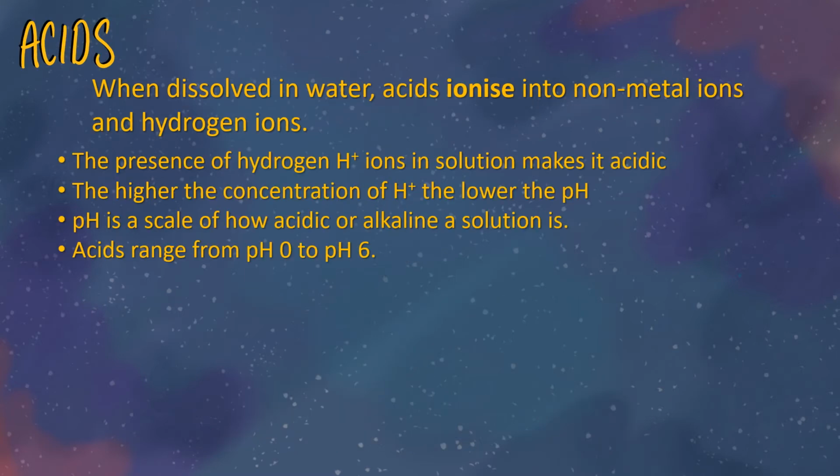Acids, when they are dissolved in water, ionize into nonmetal ions and hydrogen ions. The presence of hydrogen, H+ ions, in a solution is what makes it acidic. That's what I said on the previous slide. The higher the concentration of hydrogen ions, the lower the pH. pH is a scale of how acidic or alkaline a solution is.